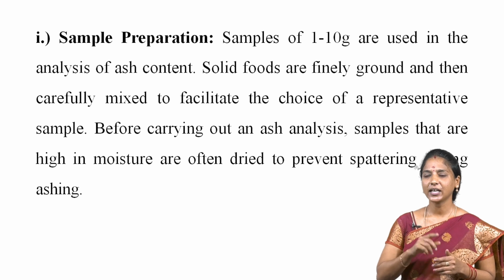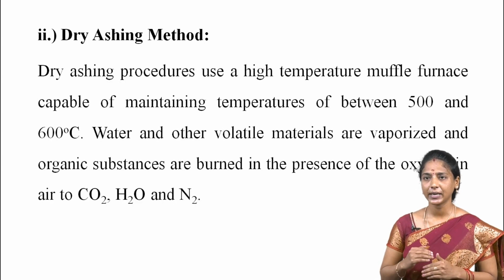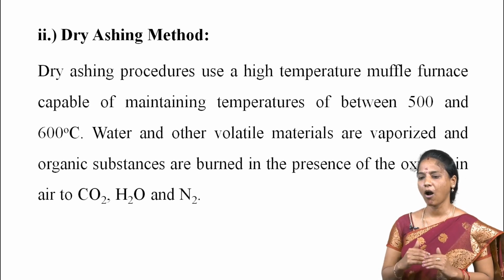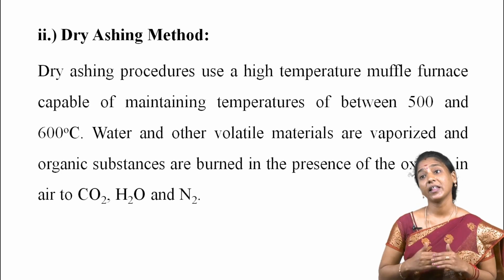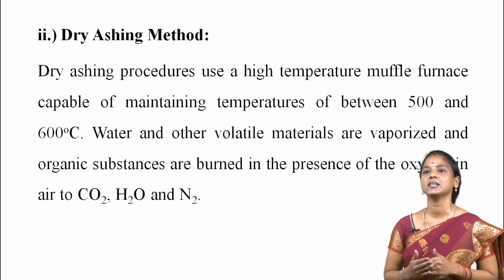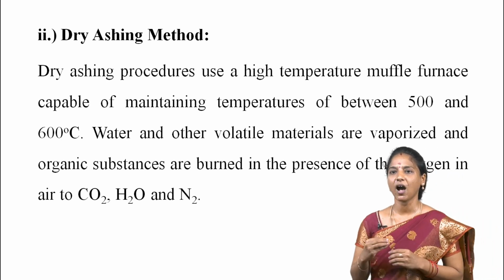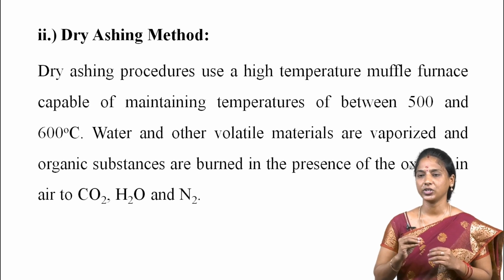Next one, dry ashing method. The dry ashing procedure uses a high temperature muffle furnace capable of maintaining temperatures between 500 to 600 degrees Celsius. Water and other volatile materials are vaporized and organic substances are burnt in the presence of the oxygen in air to carbon dioxide, water molecules and nitrogen.